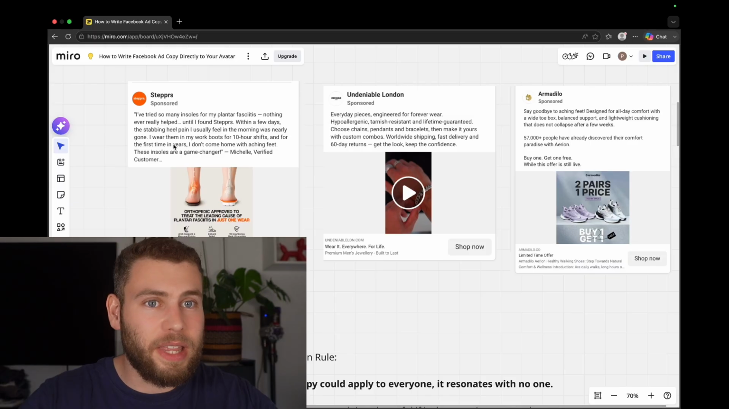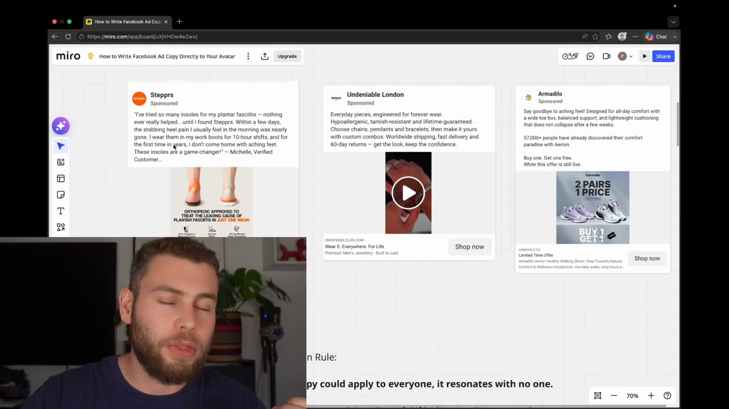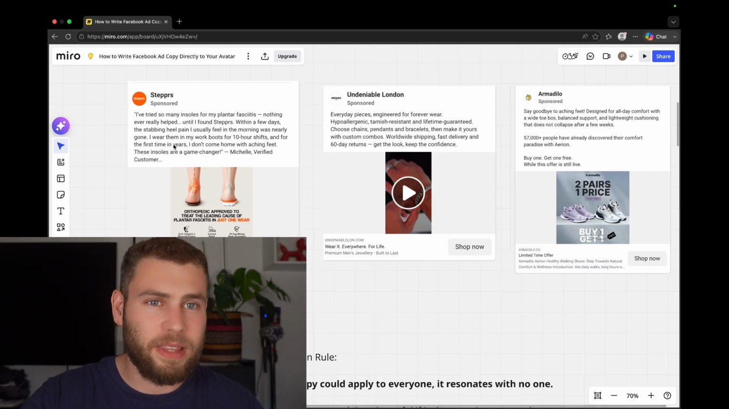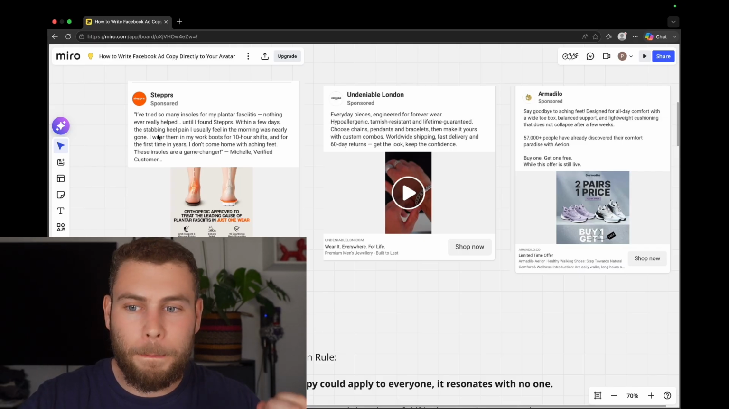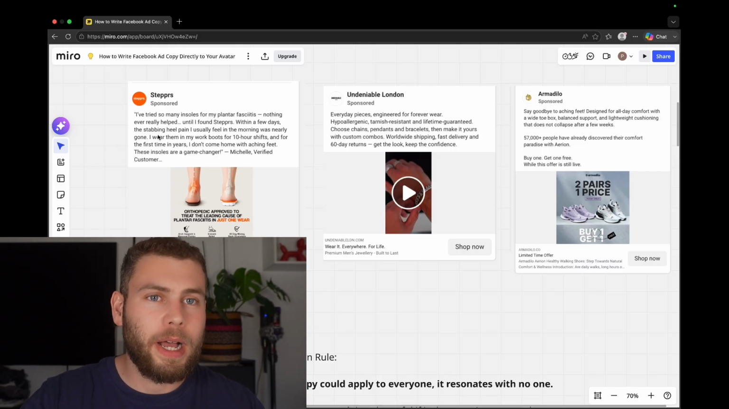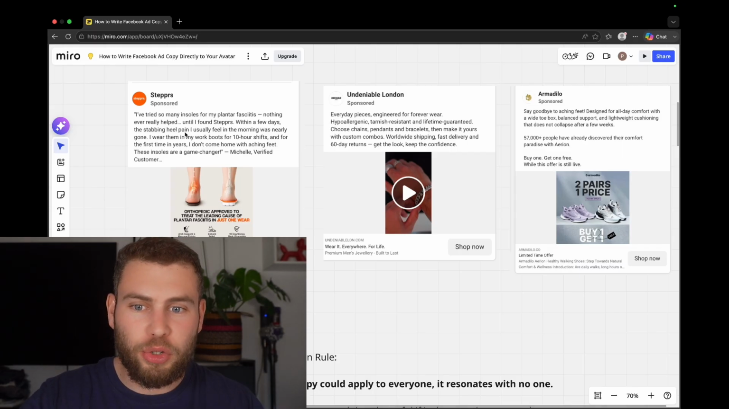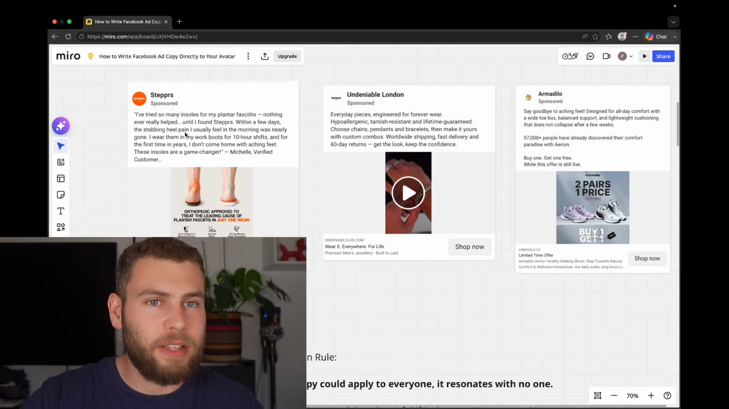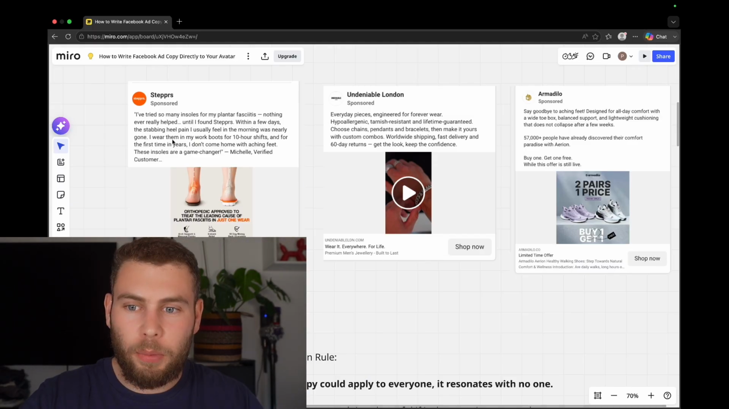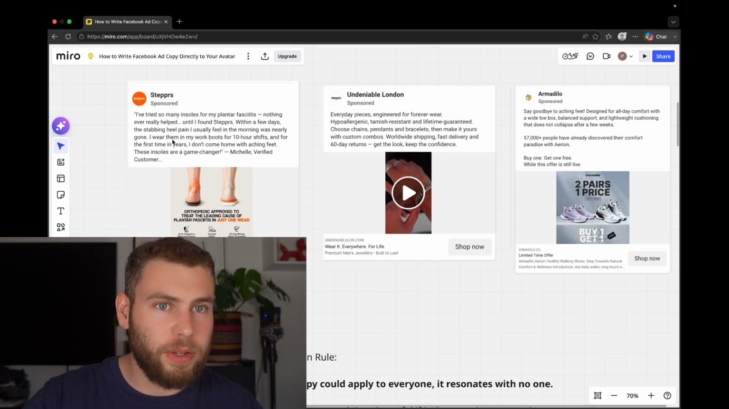But this company is saying that their product is working for other people, and this creates FOMO and social proof through the advert copy that you're running, because the customer has seen that someone is using this product and found a solution to the extreme pain that they have within their life, within a few days of "stabbing heel pain." So they're describing a massive emotion, stabbing heel pain, as opposed to just regular heel pain. "I usually feel in the morning was nearly gone." So in the morning, and this is a relatable context someone else might be going through. "I wear them in my work boots for 10-hour shifts." Again, this is relating back to the ideal customer.